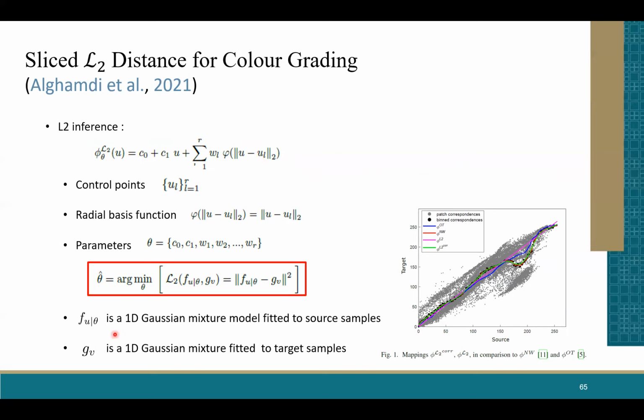The probability density function f is a 1D Gaussian mixture model fitted to the source samples, and g is a 1D Gaussian mixture fitted to the target samples. Using the 1D projective strategy allows us in this setting to tackle the inherent limitation of the thin plate spline parametric formulation, which doesn't scale well in high dimensional spaces. The graph here shows the behavior of L2 with and without correspondences. So the L2 framework can work with and without correspondences.